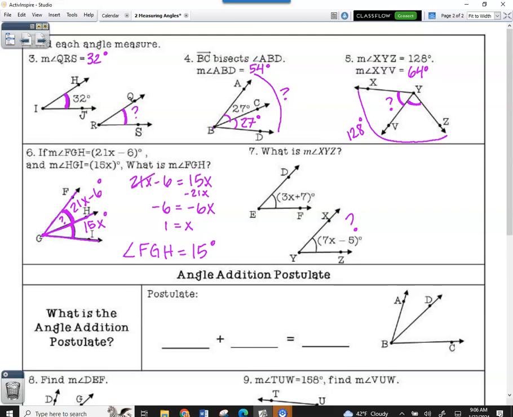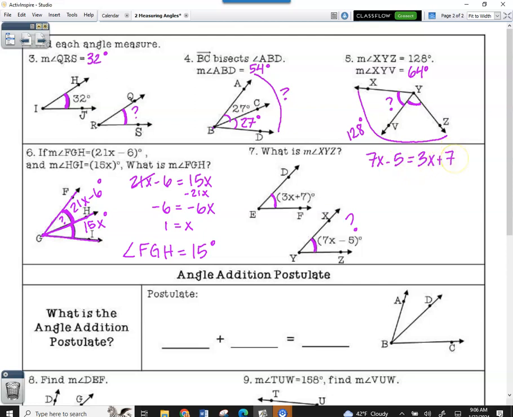Anybody? Yeah, set them equal. How do I know I can do that? What in the picture tells me, hey, these are equal? This mark is telling you those are equal. So set them equal. 7x minus 5 equals 3x plus 7.